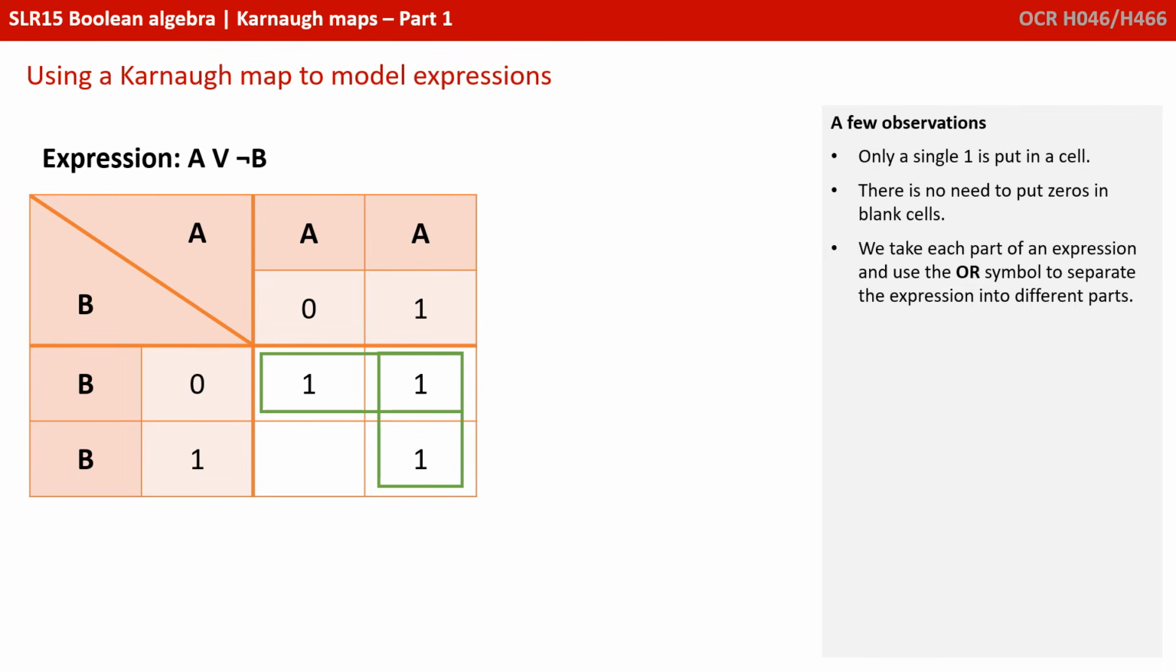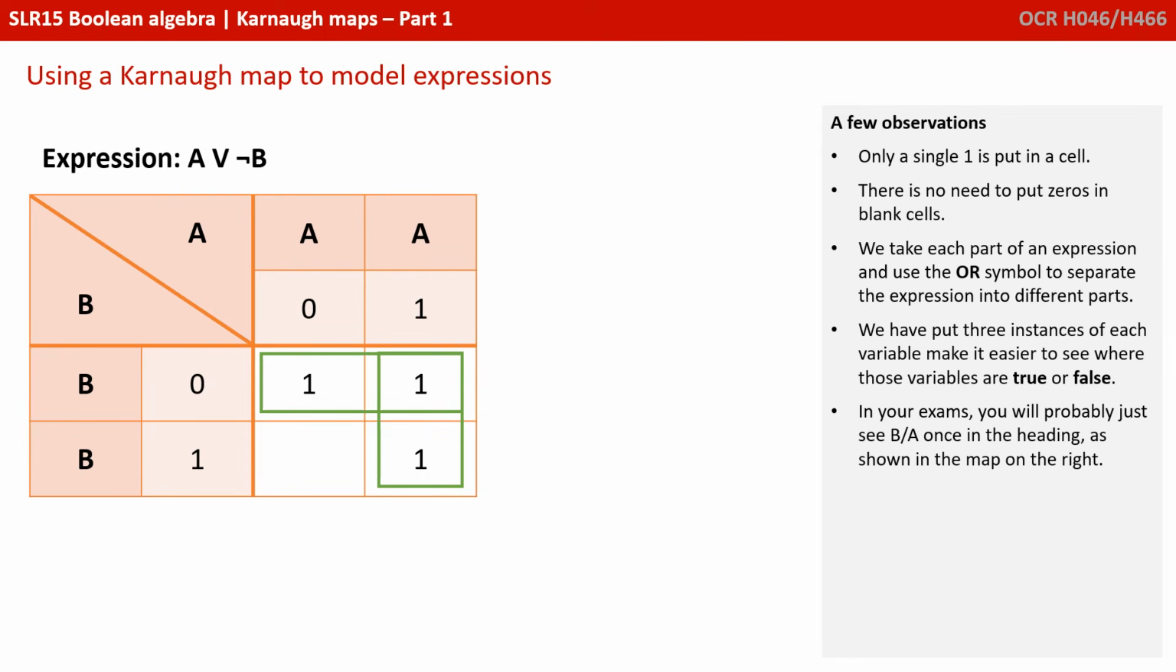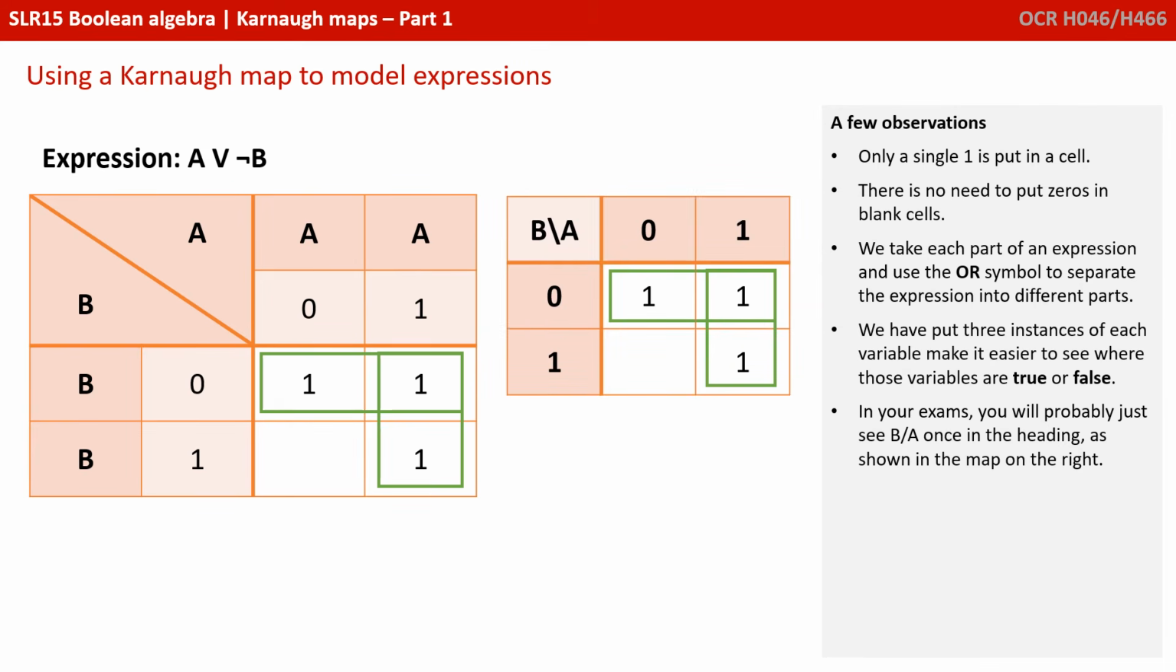A few observations. Only a single 1 is put in a cell. There's no need to put zeros in the blank cells in the map. You can, but it serves no purpose. And we take each part of an expression and use the OR symbols to separate the expression into different parts. We've put 3 instances of each variable across the top and the left-hand side as headings, so it's easy to see where those variables are true or false. In your exam, you'll probably just see the B/A in the top left once as a heading, as shown in the map on the right.